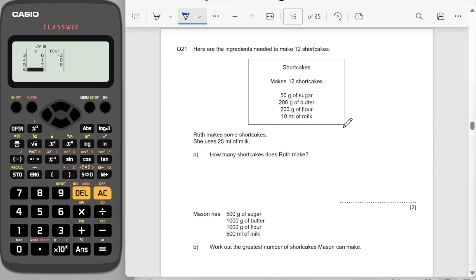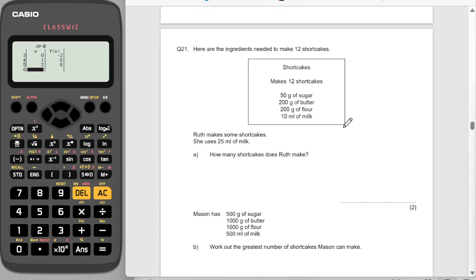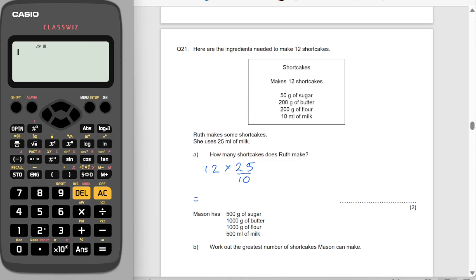Okay, question 21. Here are the ingredients needed to make 12 shortcakes. Ruth makes some shortcakes. She uses 25 millilitres of milk. How many shortcakes does Ruth make? Well, the recipe is for 12 and we want to multiply that by 25 divided by 10, so times it by 2.5. So 12 times 2.5 is going to be 24 plus 6, should be 30. So let's look. 12 times 2.5, 30.